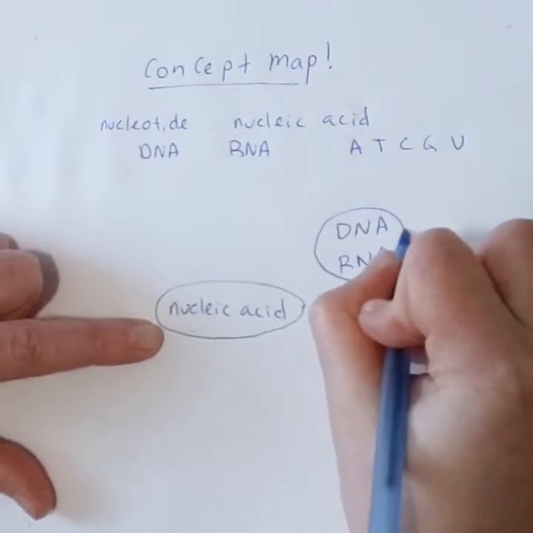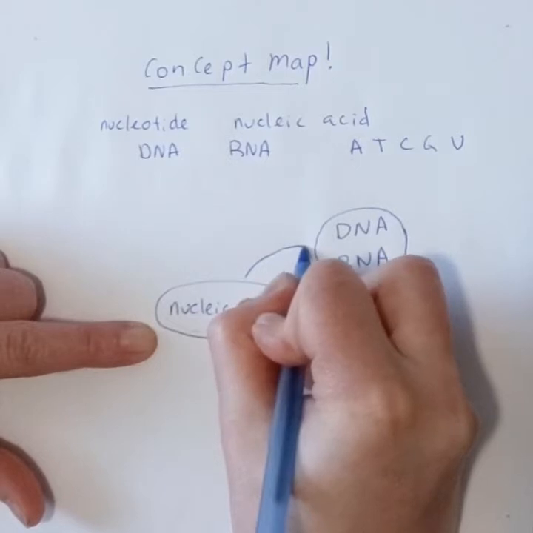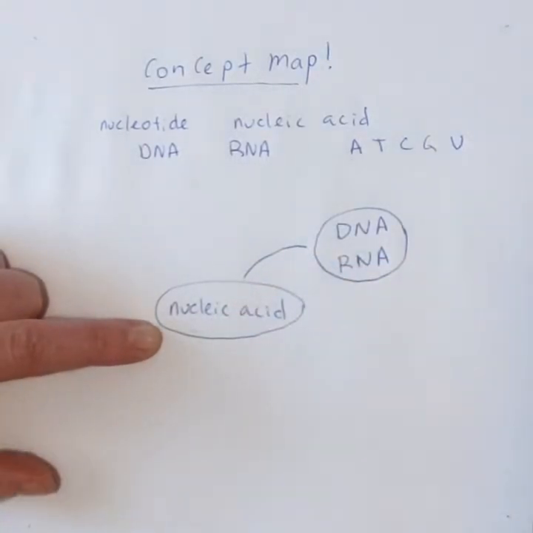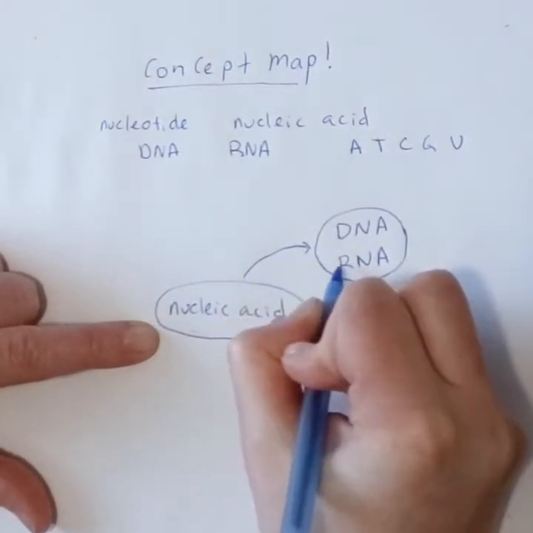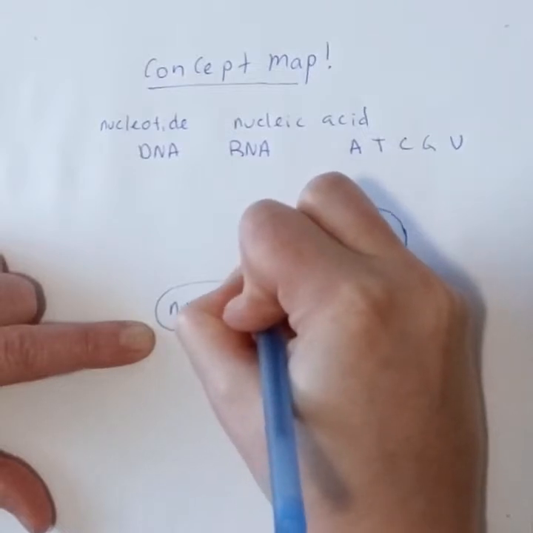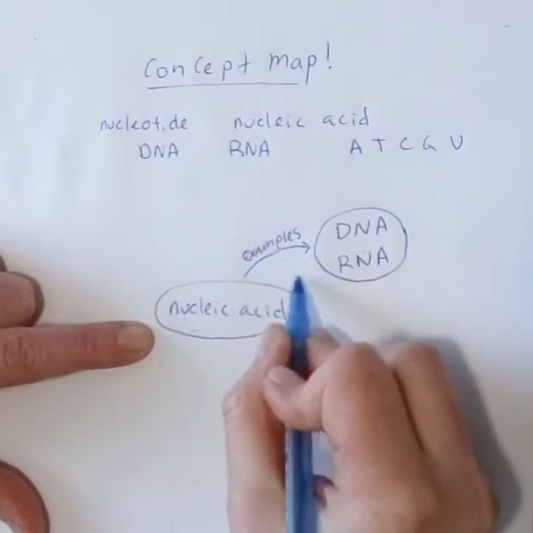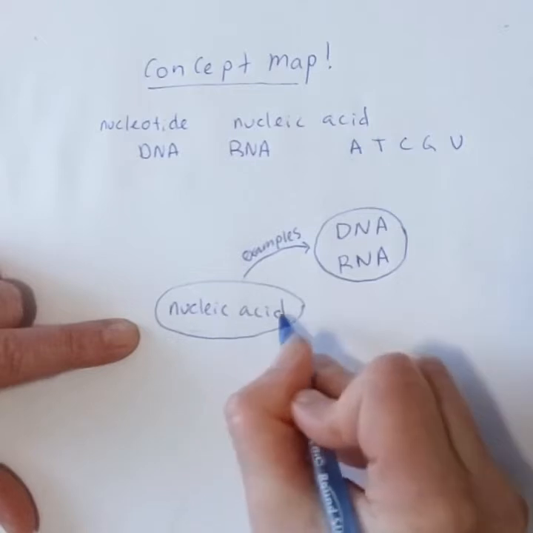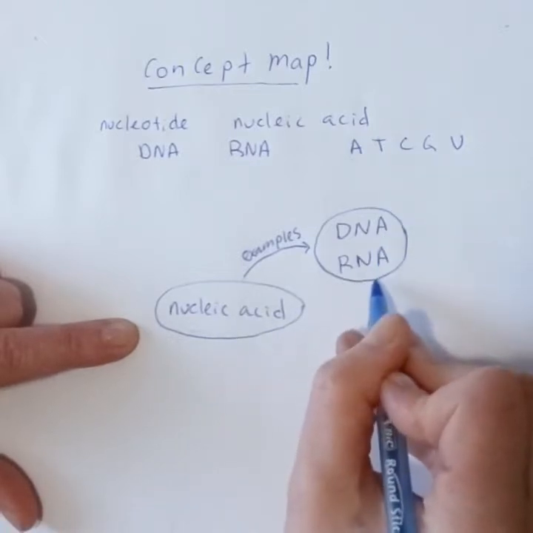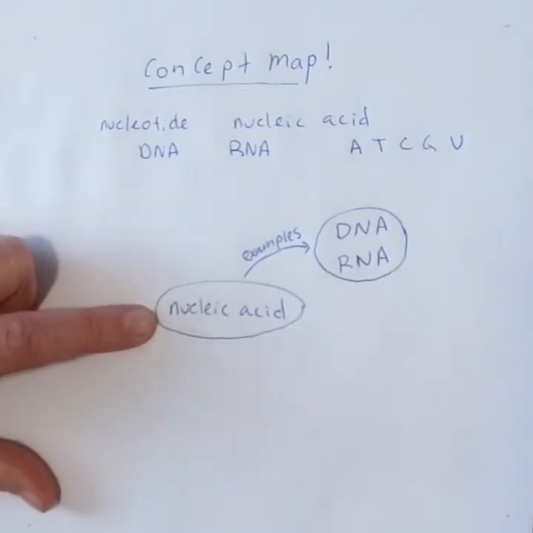Cool. Now it's a map, so I have to connect them. And when you connect them, the way that the arrow tip points matters. So nucleic acids, some examples are DNA and RNA. Examples of nucleic acids are DNA and RNA. If the arrow was going the other way, I'd say that nucleic acid was an example of DNA and RNA, and that's reversed. So this is the bigger one, these are smaller.